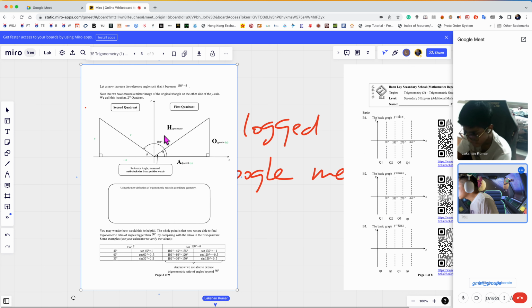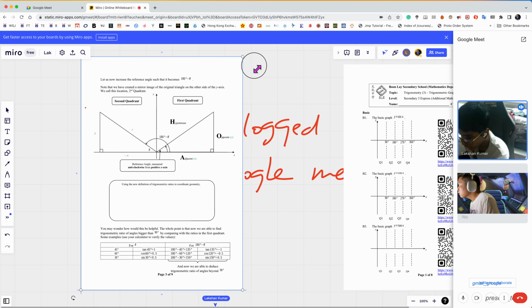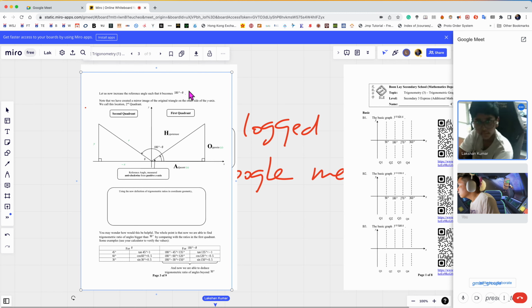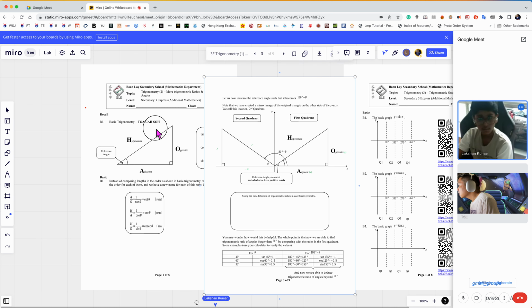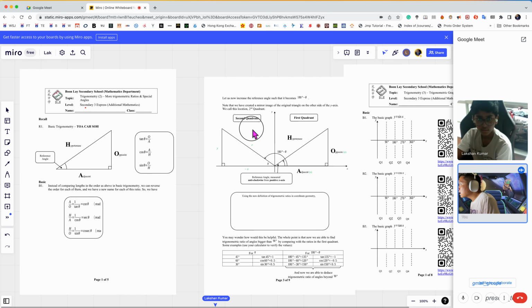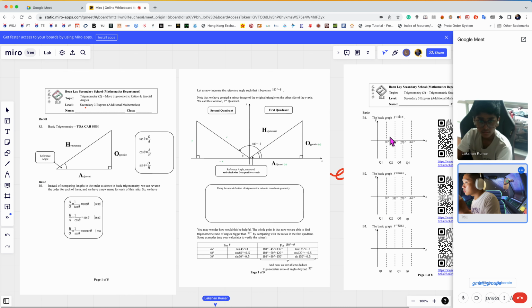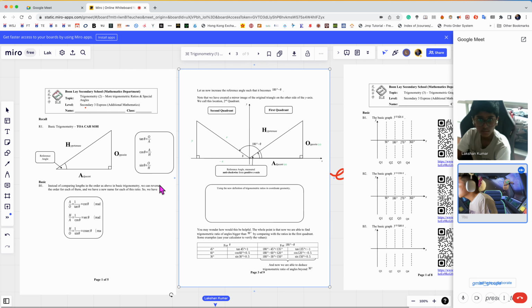Yeah. Okay, good. So do you understand from here onwards? Because you're looking at the intermediate, right? I'm looking at page 3 of 9. I'm looking at this trigonometry 1. Which one you're talking about? Okay, got it. I see. Oh, okay, sorry. Let me just space them out because they are on top of each other. So which one you're looking at now?